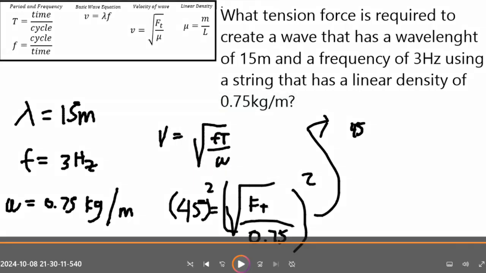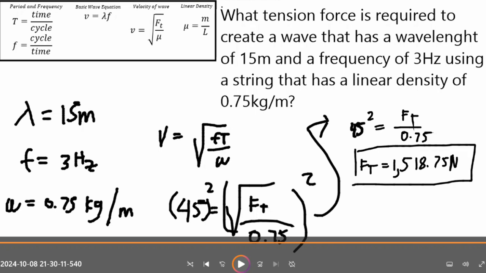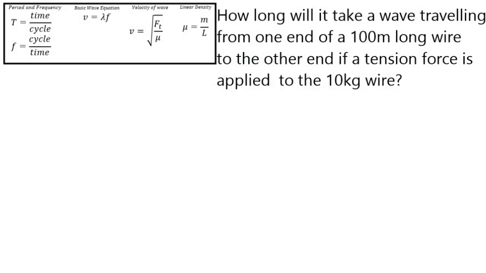So we got 45 here. I actually deleted it, but I'm still going to continue this, and we got this. So the radical sign will cancel, and we have this thing. So cross multiply, that is the answer. So the tension force is going to become this number. It's around 1000. It's actually 1518.75 newtons. So we need this force to be able to produce this 45 meters per second wave.